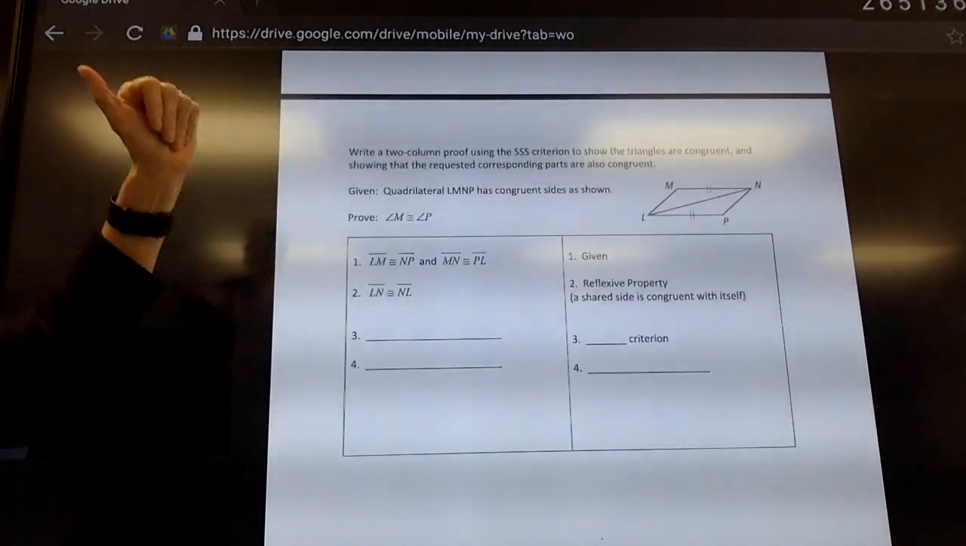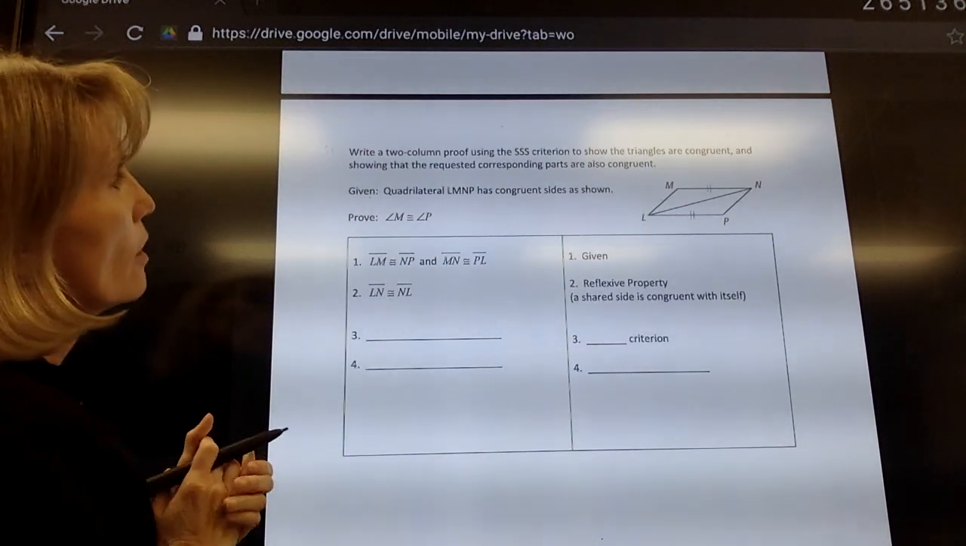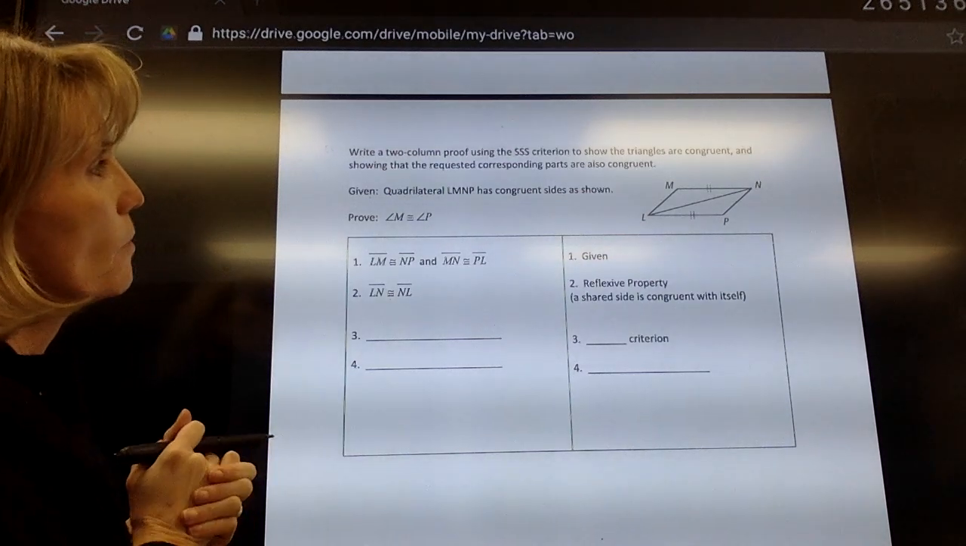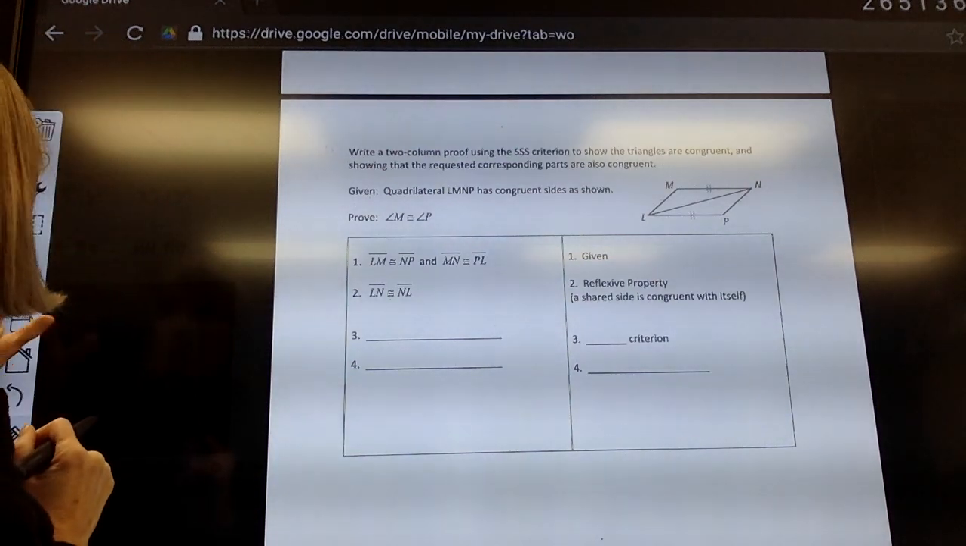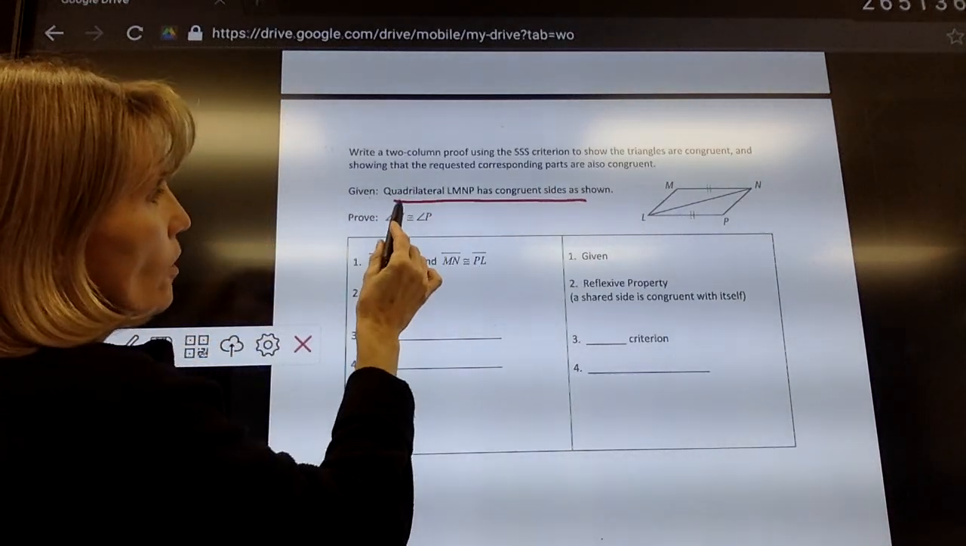Okay, and then lastly, we're just going to write a proof again. It says write a two-column proof using the side, side, side criterion, showing that the requested corresponding parts are also congruent. So again, we want to start with the given. That's my first line of the proof.